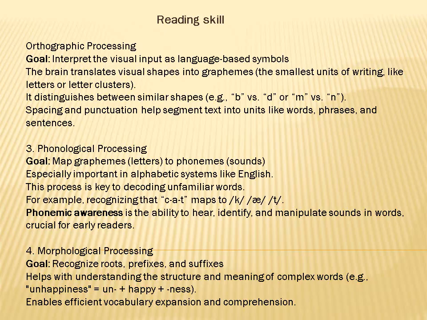3. Phonological processing. Goal: map graphemes, letters, to phonemes, sounds. Especially important in alphabetic systems like English. This process is key to decoding unfamiliar words. For example, recognizing that CAT maps to /kæt/. Phonemic awareness is the ability to hear, identify, and manipulate sounds in words, crucial for early readers.